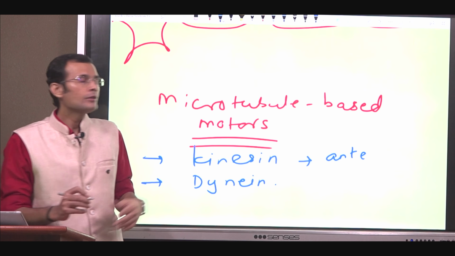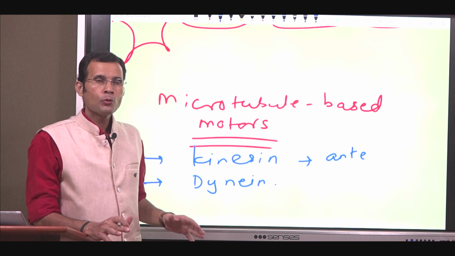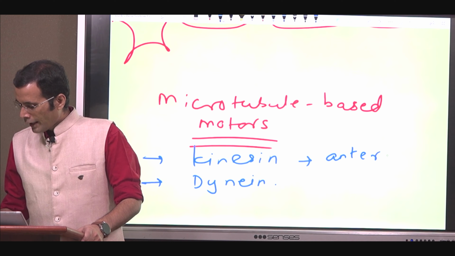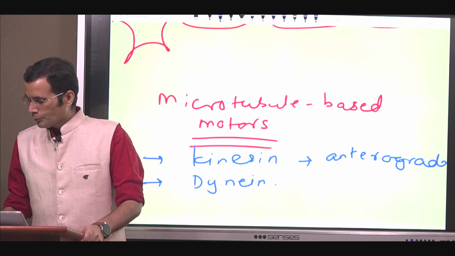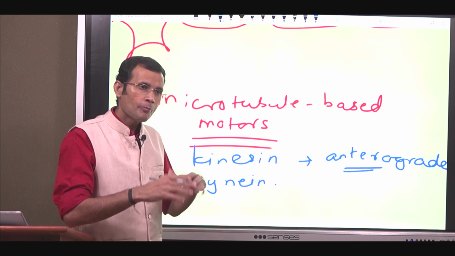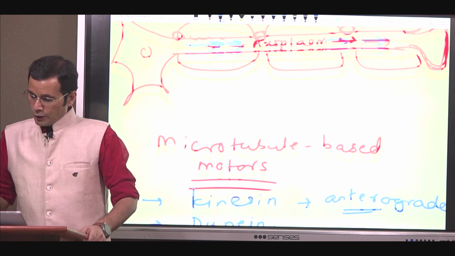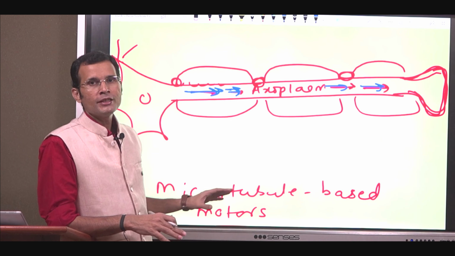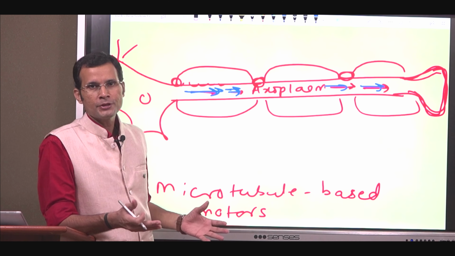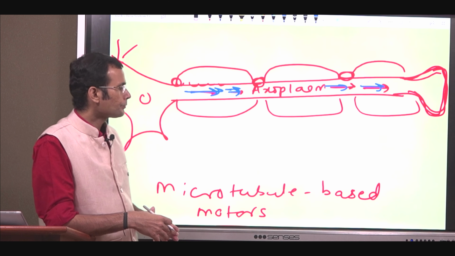So kinesin is the microtubule based motor which is involved in the anterograde transport. Kinesin would be the part of that motor which is carrying the cargo. We will also see the examples of these transports and transmissions and conductions.